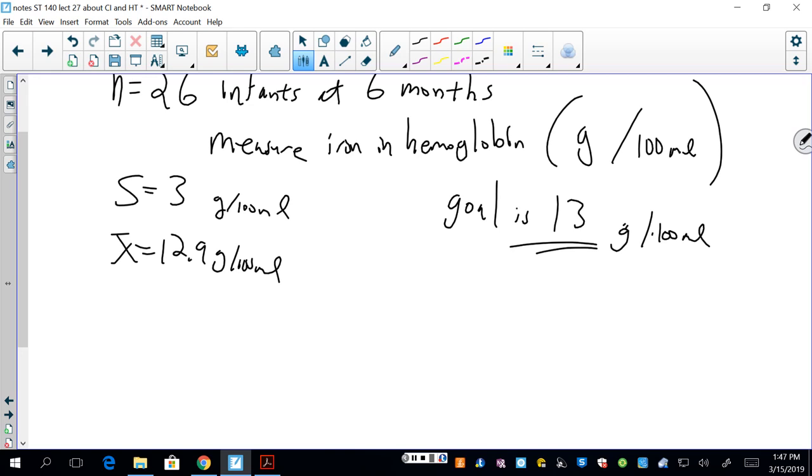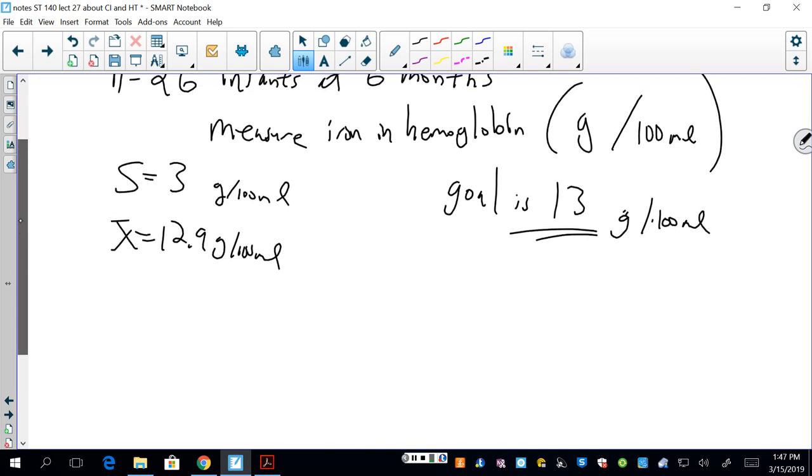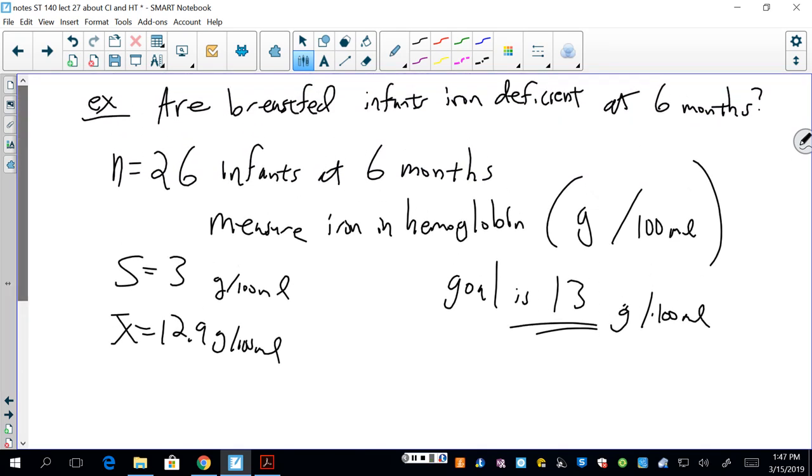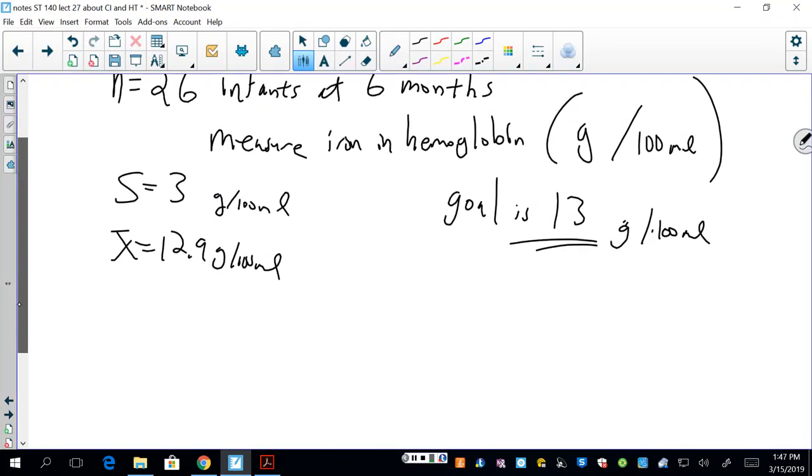So there's 2 ways we can answer this question based on what we know so far. We can do a hypothesis test, or we can do a confidence interval. So which one do you want to look at first? Hypothesis test or confidence? Which one seems more natural to you versus the other one? Confidence interval. So let's do a confidence interval, right?